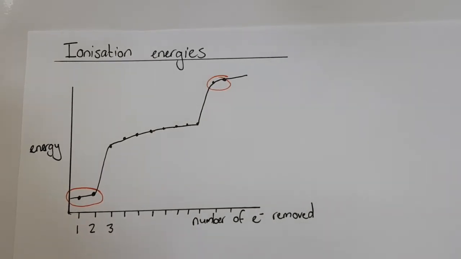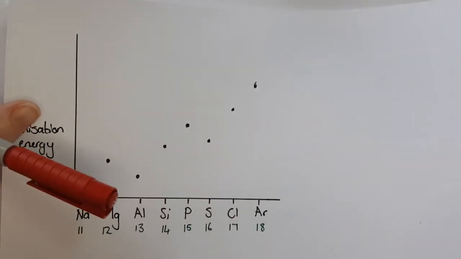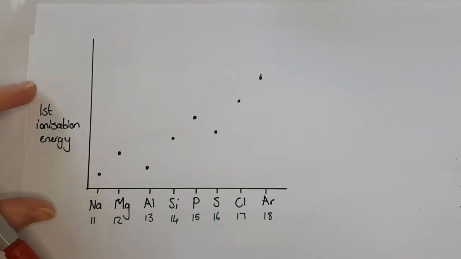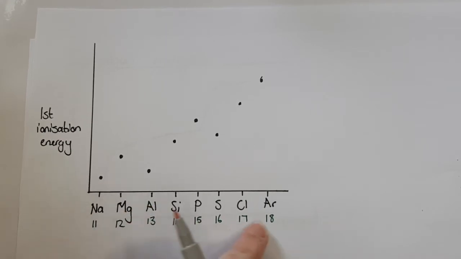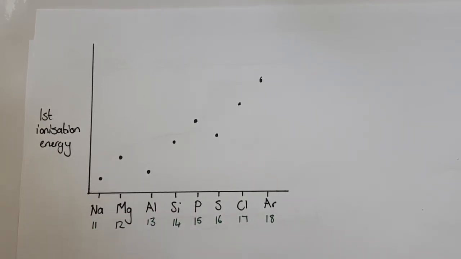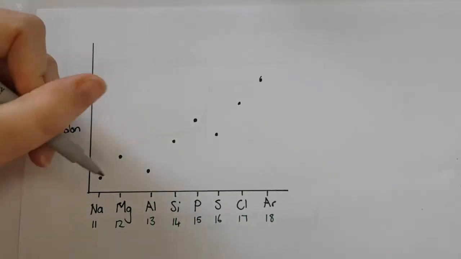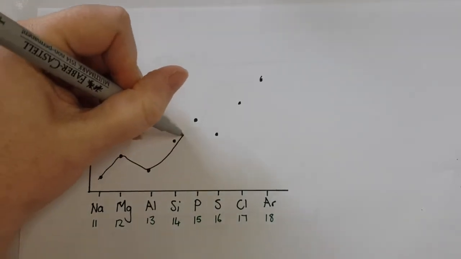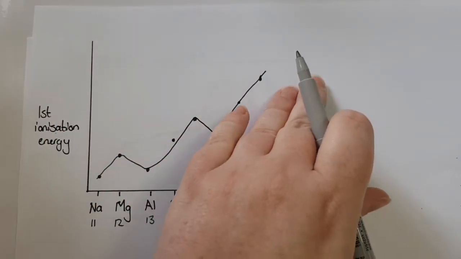If we look at a different version of an ionization energy graph, we can also plot the ionization energies going across a period for just the first ionization energy. So that's just to remove the outermost electron. If I look at my energies from sodium to argon, they also follow a trend. If we connect them all, our general trend is going up.